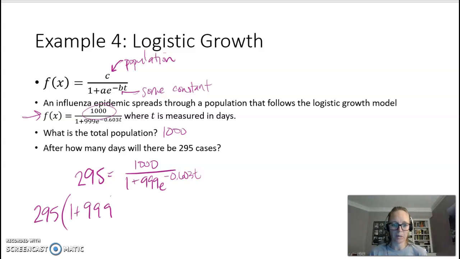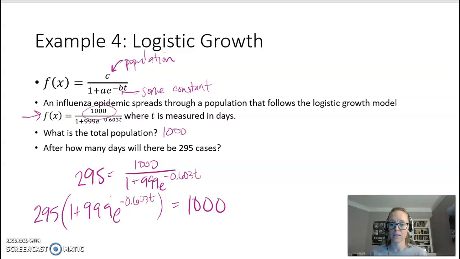Alright, so let's get this problem finished. So we're multiplying both sides by our denominator to begin solving this problem. So I have 1 plus 999e to the negative 0.603t, and that's equal to 1,000. And again, that just comes from multiplying the denominator by both sides.